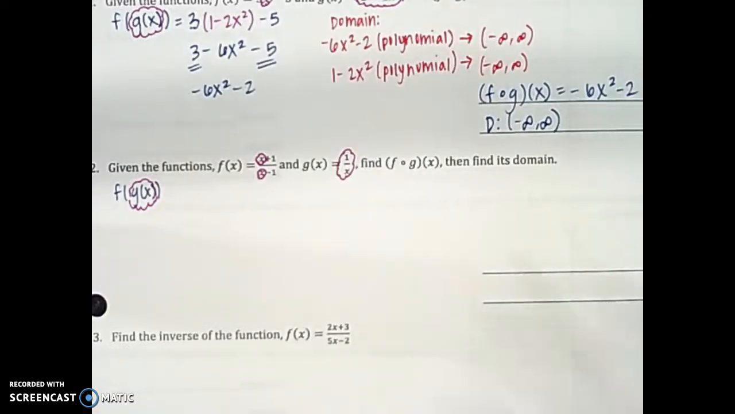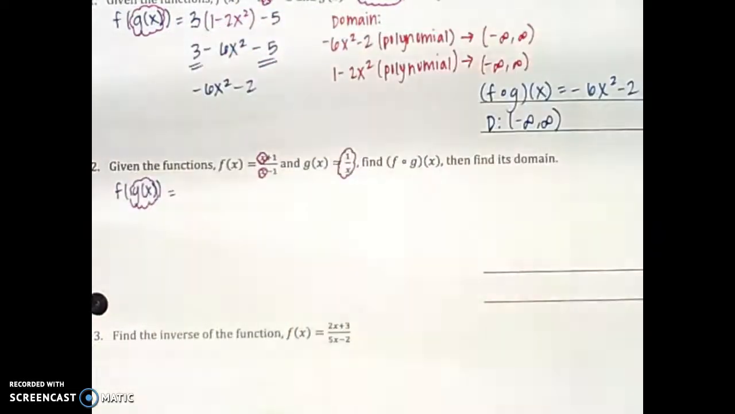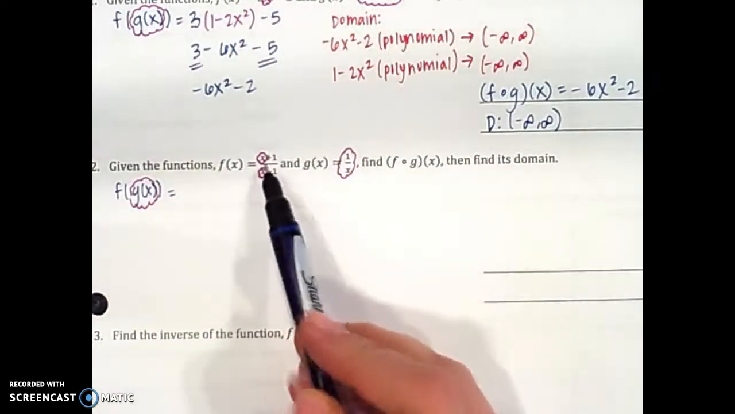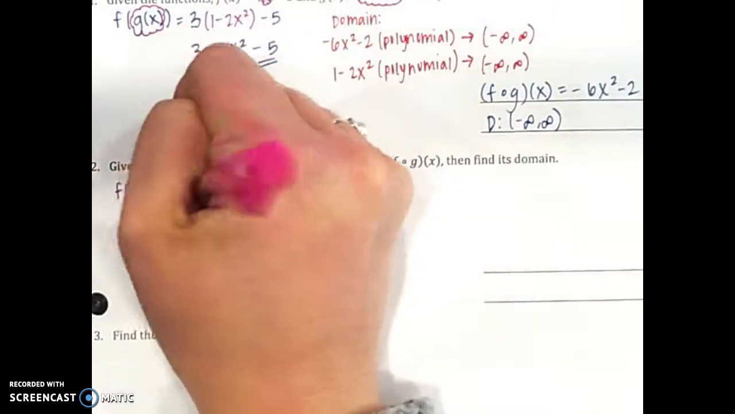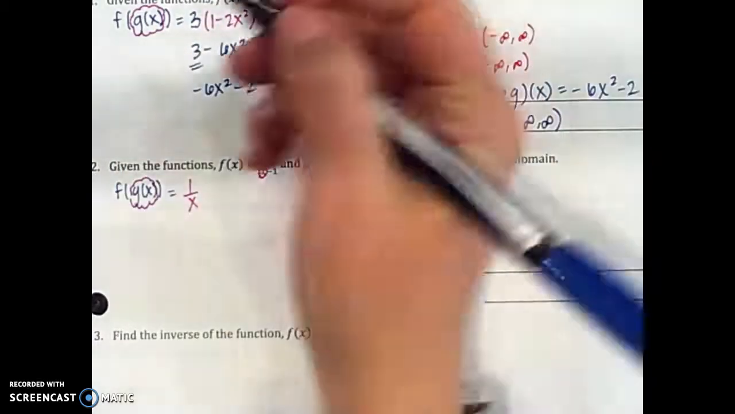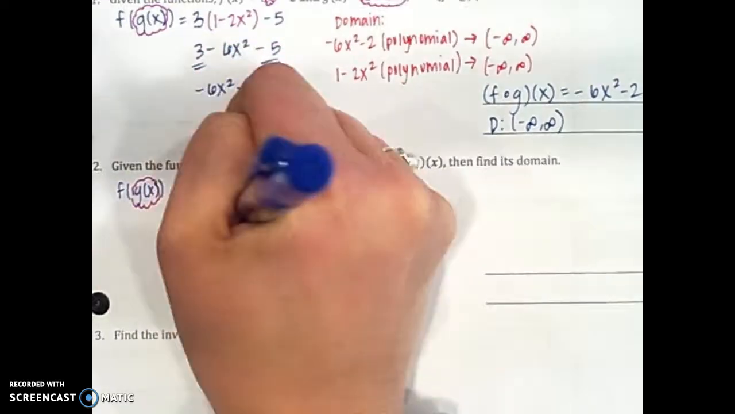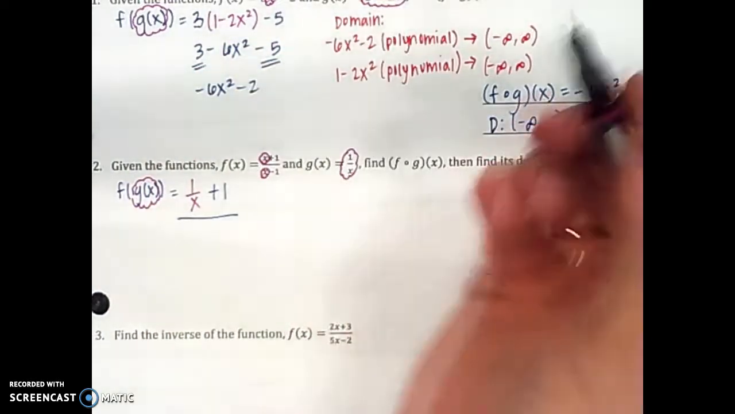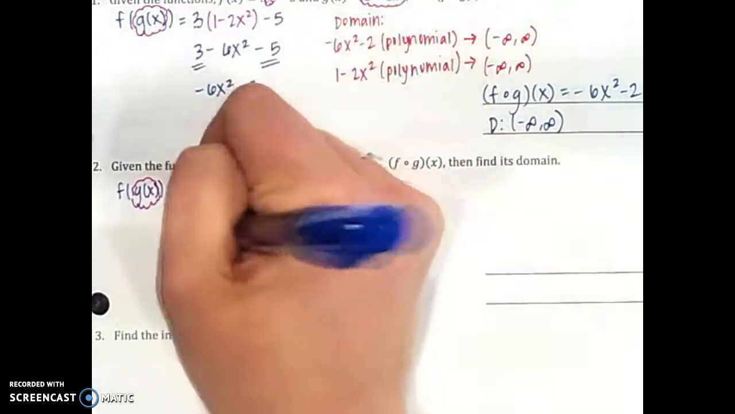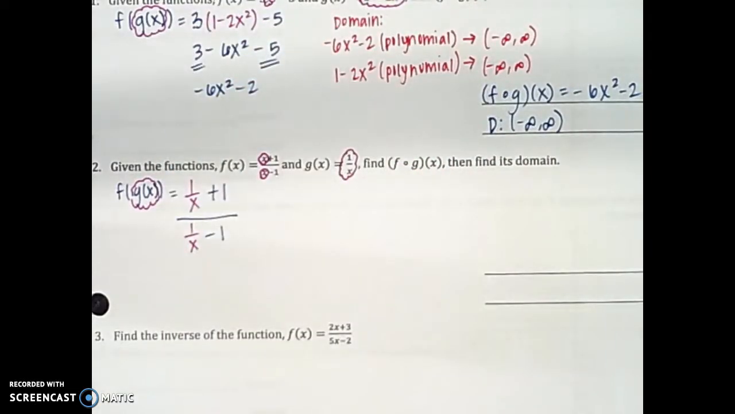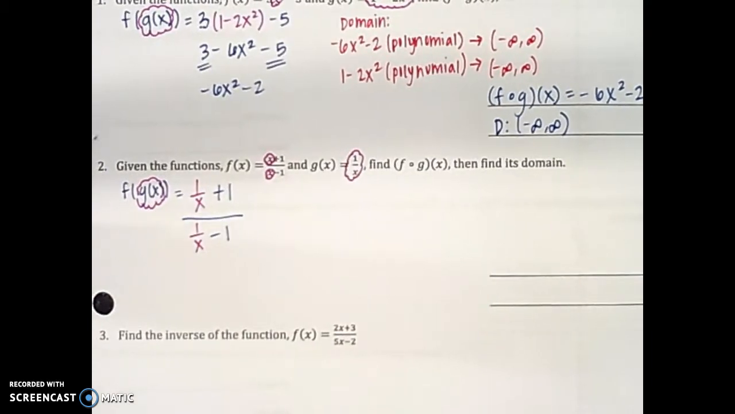Okay, so into my function f, instead of x, we are going to write 1 over x, and then plus 1, all over, and instead of x, 1 over x minus 1. Okay, so at this point, that's like half of the problem, right? Is just actually plugging it in.